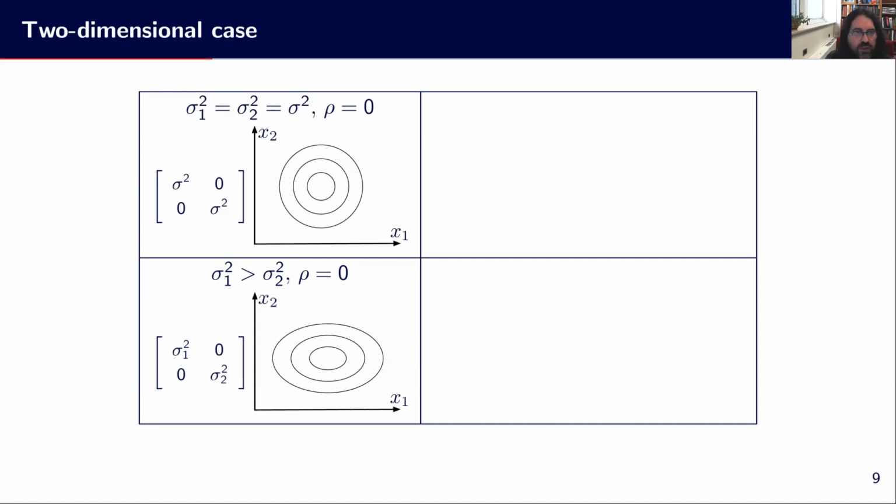And if we had the opposite, if sigma 2 squared were higher than sigma 1 squared, it would have been more spread toward x2. But still here we have a correlation of 0, so that means that the spread is either along x1 or x2, not differently.